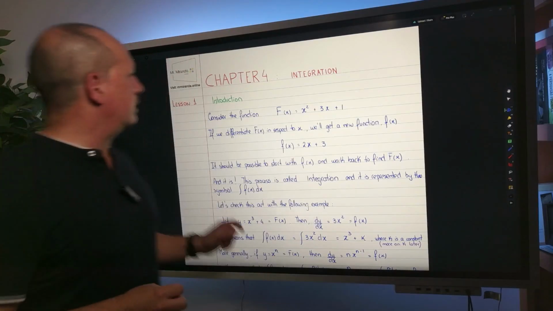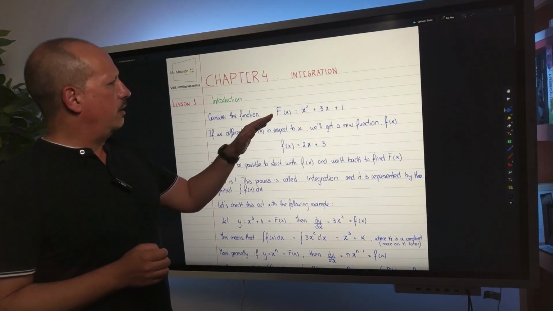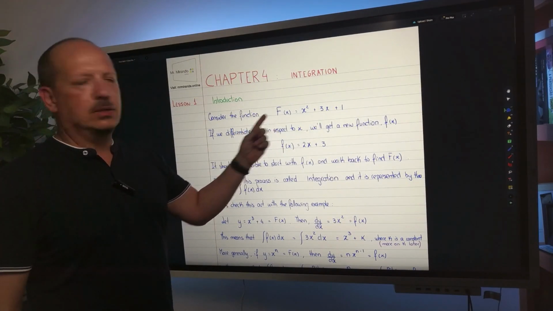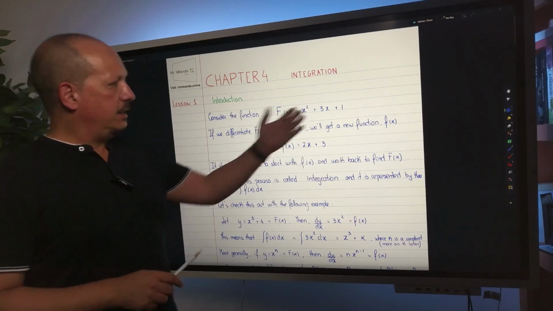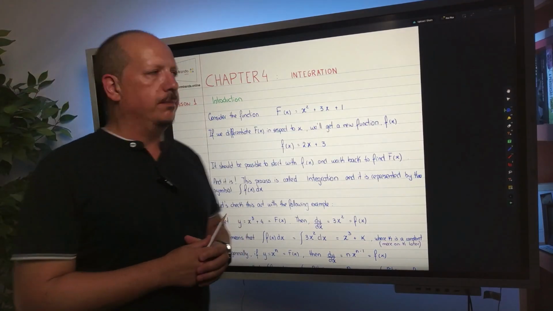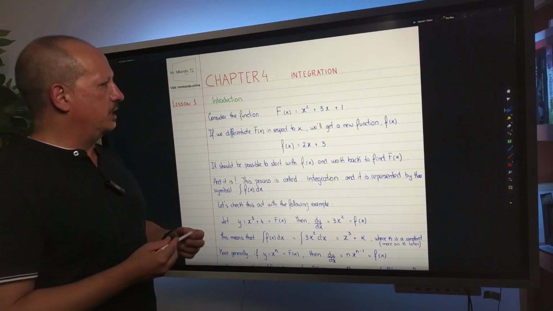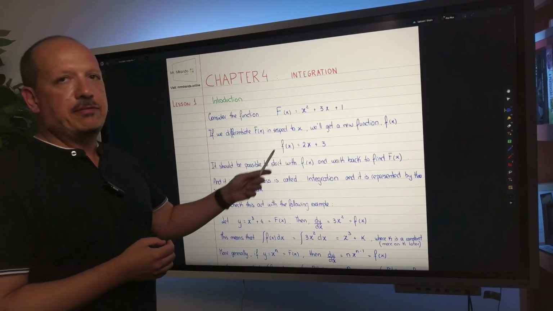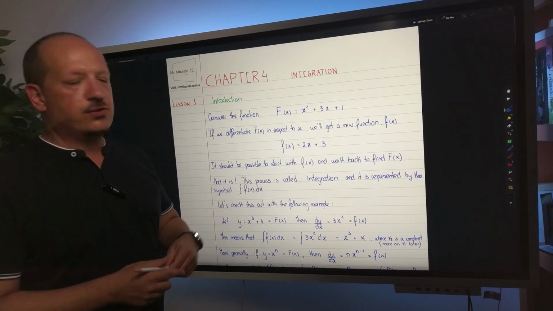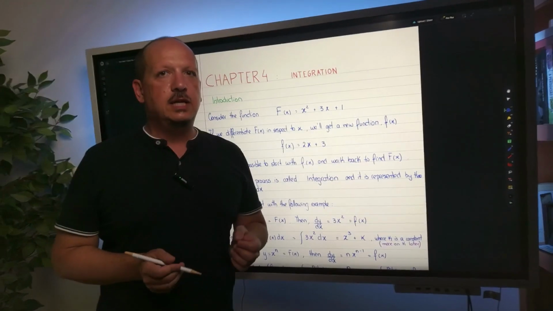So we're going to start by considering a function which I called F of x. Note that this is a capital F. In this particular example, I picked this quadratic: x squared plus 3x plus 1. We learned in the previous chapter that if we differentiate this, we will get this function f of x, lowercase f, which will be just 2x plus 3. I just applied here the rules of differentiation that you already learned in the previous chapter.